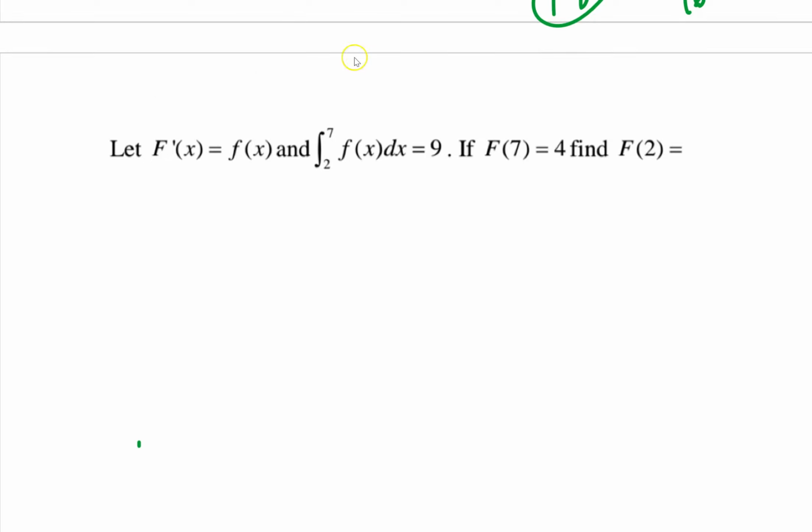So let's look at this one. Let f prime of x equals f of x, and integral from 2 to 7 of f of x dx equals 9. If capital F of 7 equals 4, find capital F of 2. Okay, so what's going on here is this. Let's integrate this. Remember when you integrate f of x, how we write it? Write it with the capital. So the integral of that's going to be capital F of x. But remember, we have limits, so that means we're going to go from 2 to 7, sorry. And then when I integrate this, it tells me it should equal 9.